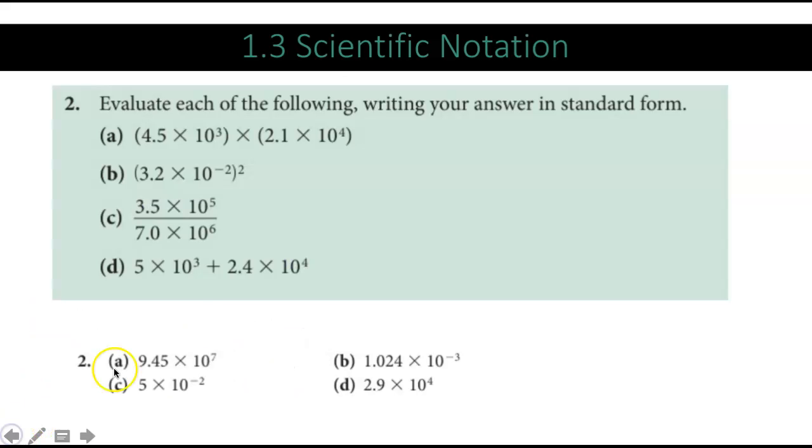Then for the last one, for part D, when you are adding two numbers in scientific notation, they have to have exactly the same exponent. So you have to make a choice. Do you want to make the 3 a 4, which would make this power higher and this number would have to become smaller, 0.5, or do you want to make the 4 a 3, making the exponent smaller, balancing it out by making the 2.4 larger, 24? So you make a choice.